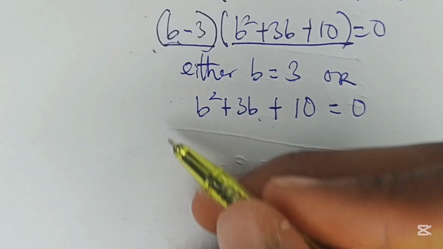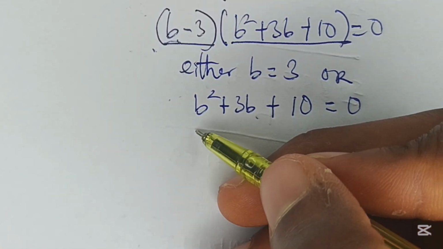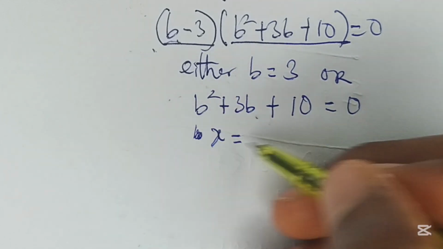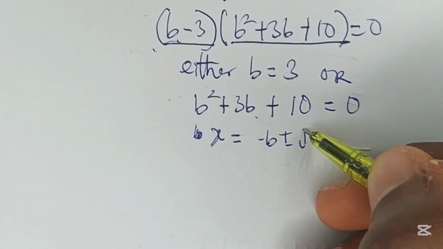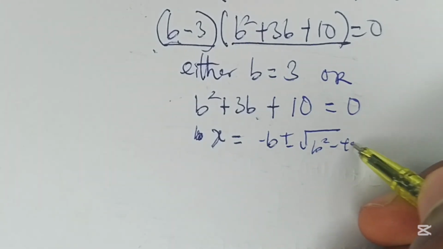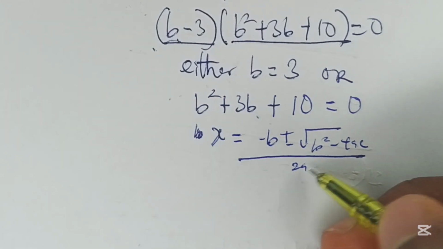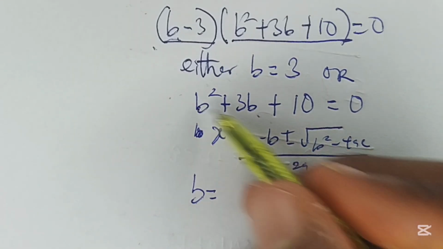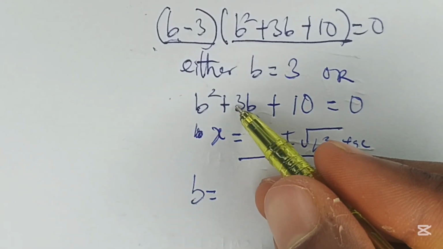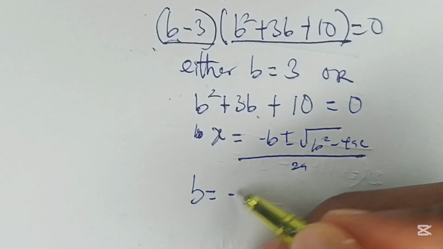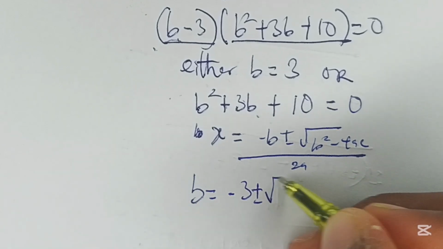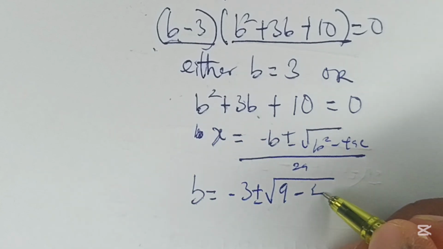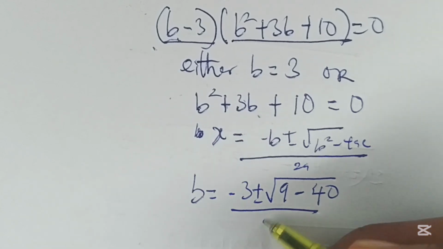Now, moving on, you can use the quadratic formula to solve this. That says that x is equal to minus b plus or minus square root of b squared minus 4ac, all over 2a. Hence b here, because this equation is in b, will now be equal to minus 3 plus or minus square root of 3 squared, which is 9, minus 4ac, which is minus 40, all over 2a, which is 2.